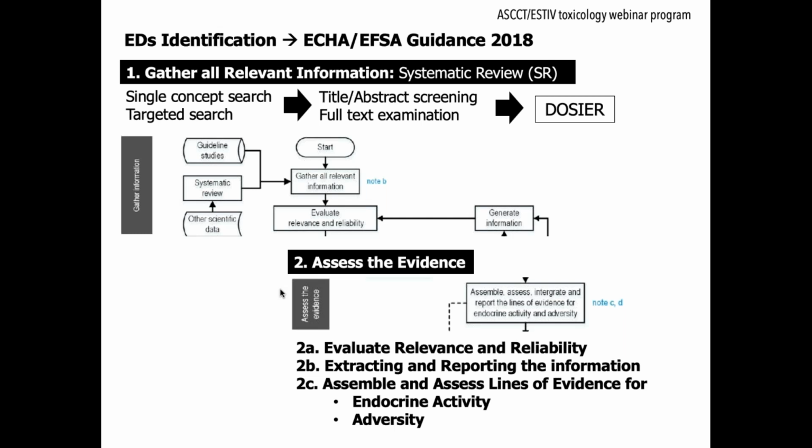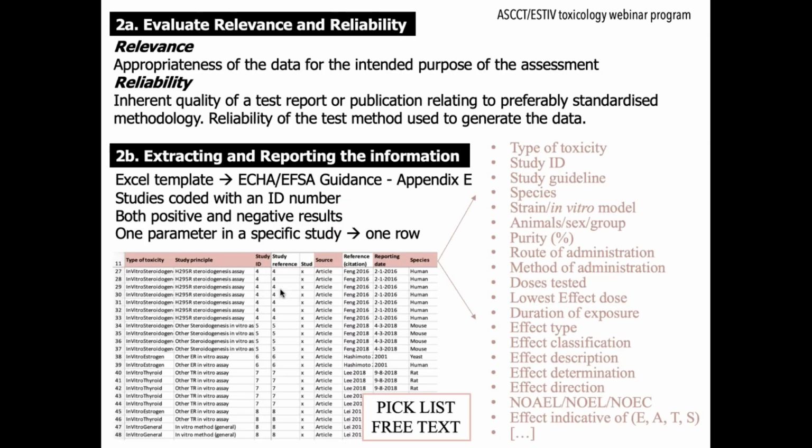So briefly, step by step. To gather all relevant information, it should be performed by systematic review methodology. Basically, you have to find all the information about your model substance and select the relevant data by title screening and full text examination to build your dossier, which contains all the studies where you have to extract the relevant data. And then to assess the evidence, you have to evaluate relevance and reliability of all the studies in the dossier.